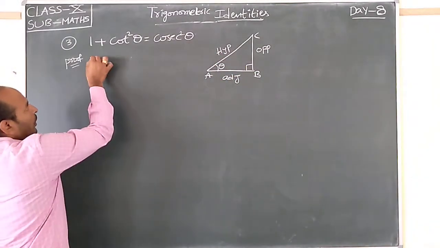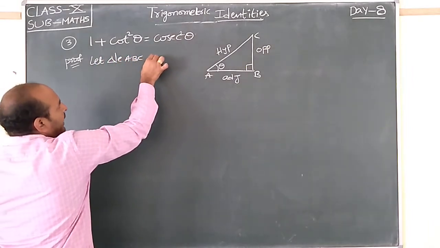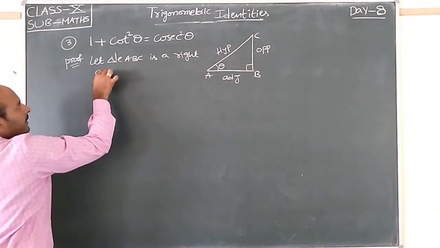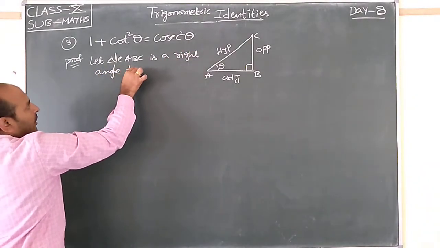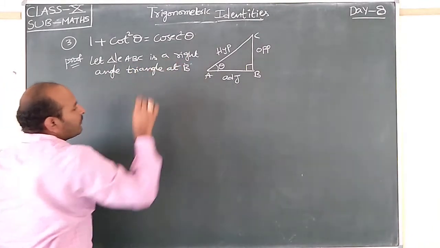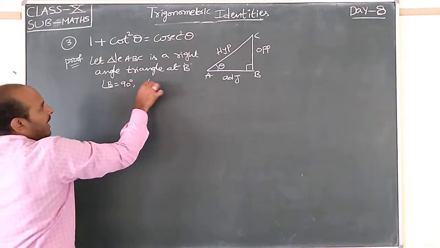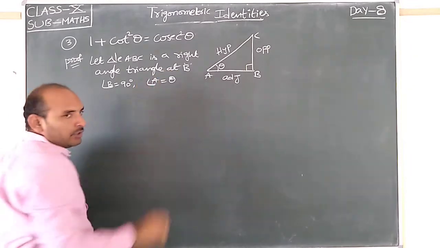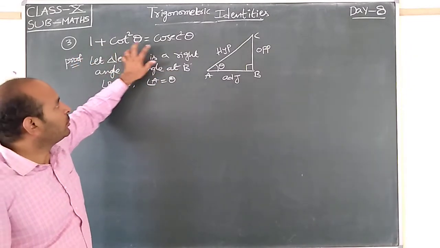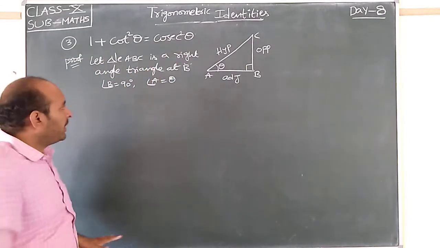So let triangle ABC be a right angle triangle at B. Angle B is clearly 90 degrees and angle A is equal to theta. So what is the property? 1 plus cot square theta is equal to cosecant square theta. I want the cot theta value and again the cosecant theta value.